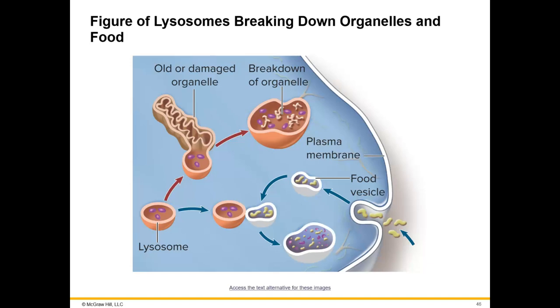So here you can see a figure of the lysosomes at work. Here we have a lysosome attaching to an old or damaged organelle. Those enzymes come in to break down the pieces of that organelle. And once those pieces are broken down, they could be expelled from the cell, or they could be recycled to be used again. In another case, this lysosome could come up to a food vesicle that has entered the cell through the plasma membrane. So this part of the plasma membrane closed around the food to create a food vesicle that could then merge with this lysosome so that we could use our enzymes to break down that material and get energy from it.